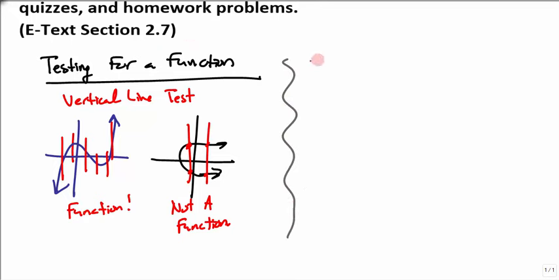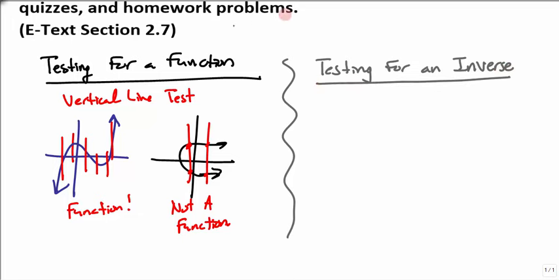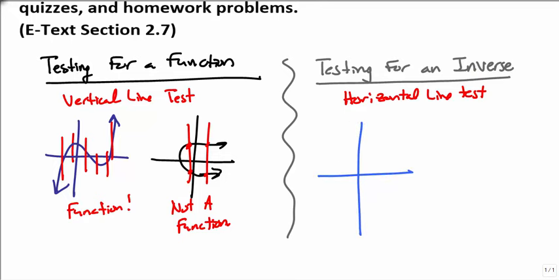Let's go ahead and see if we can test whether a function has an inverse. So this is testing for an inverse. If we talk about testing for an inverse, instead of the vertical line test, we're now using the horizontal line test. So let's go ahead and look at the same two graphs again, the one that we just looked at over here, and then our other one as well.